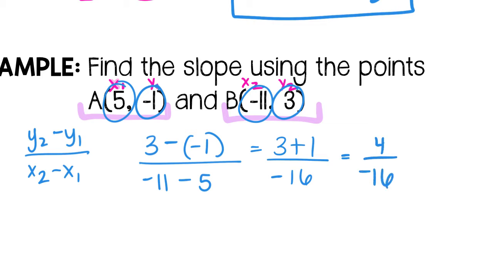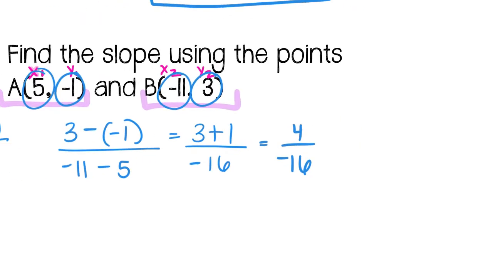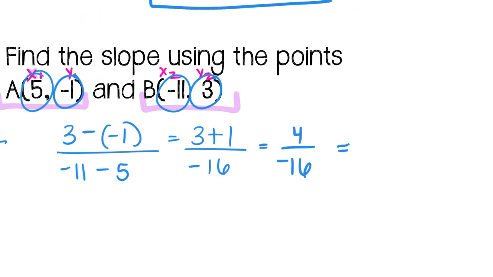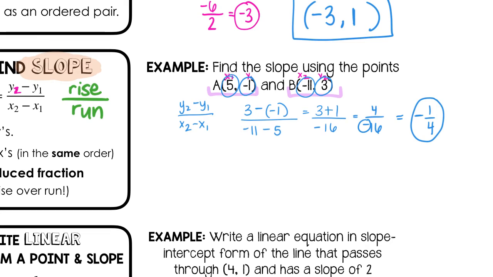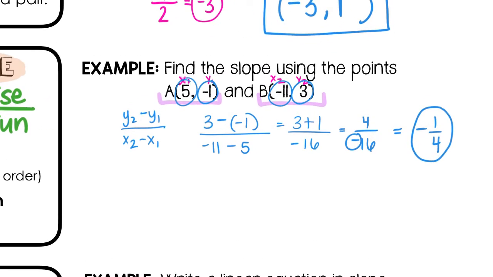Now, when you deal with slope, you want to leave it as a fraction usually, but you do want to reduce the fraction. 4 over 16 reduces to 1/4. And there's a negative there, right? So we're going to call this negative 1/4. It doesn't matter where you put your negative. You can put it on the top, on the bottom, or right in the middle. It doesn't matter. But that would be our slope, negative 1/4. So that is how you find slope. I'll leave that up for a second if you're still writing.